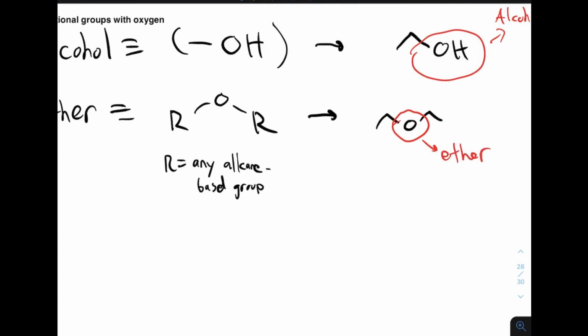with ethanol, you notice there is one alkane group over here, this hydrocarbon group, but this is not considered an ether, because it has an OH group on it. So this is automatically an alcohol, okay? So likewise, there's no hydrogens on this oxygen, so it's not an alcohol, so instead it is an ether.